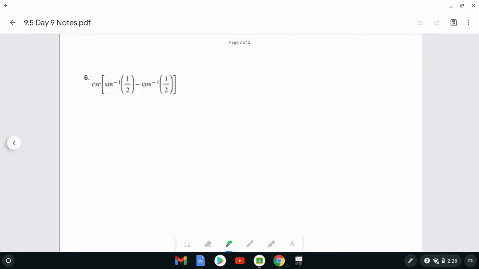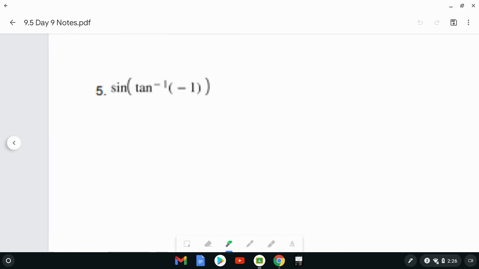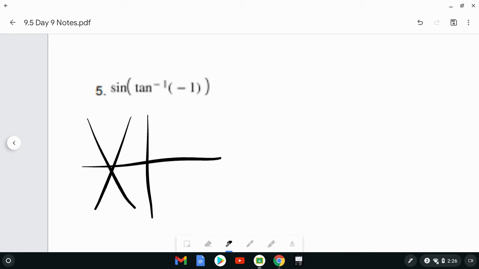On the next page, we're doing the same concept, but this time we actually have the tangent inverse. We'll remember, again, for tangent, never in quadrants 2 or 3, and tangent is negative in quadrant 4, from negative pi over 2 to 0. So here's our angle. We're going to call it theta again because the inverse trig function gives us an output of an angle. So we have tan inverse of -1. That's going to result in our angle theta.